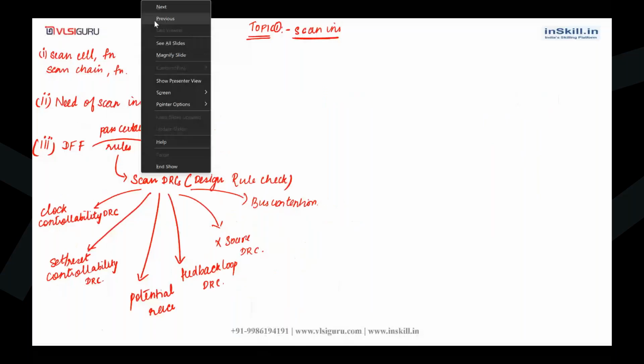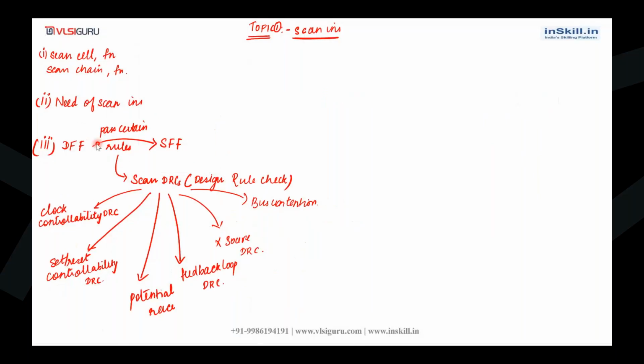So if a normal flop has to be converted to a scan flop, then it has to pass certain rules. Those rules are called scan DRCs, design rule checks. There will be various scan DRCs like clock controllability DRC, set reset controllability DRC, potential races, feedback loop, X source, bus contention. We will cover all these DRC violations and what has to be the fix.